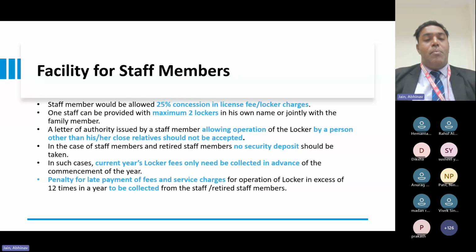The staff members get some extra facility in case of locker, like 25% concession in license fee or locker charges. One staff member can have a maximum of 2 lockers in his or her own name or jointly with family members. A letter of authority issued by a staff member allowing operation of the locker by a person other than his or her close relatives should not be accepted. Very important: no security deposit is required for staff or retired staff. Only the current year locker fee would be collected in advance for the locker given to the staff.